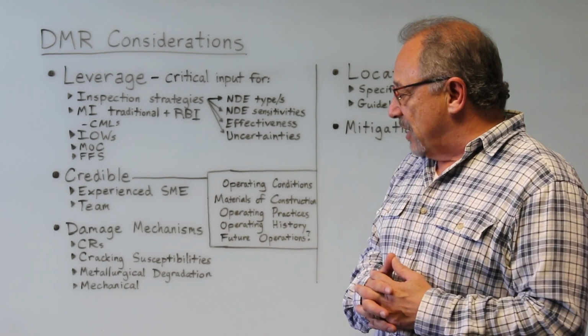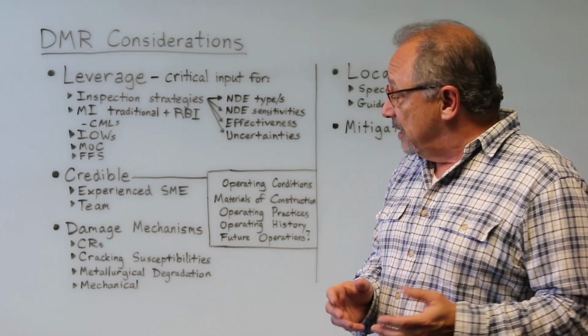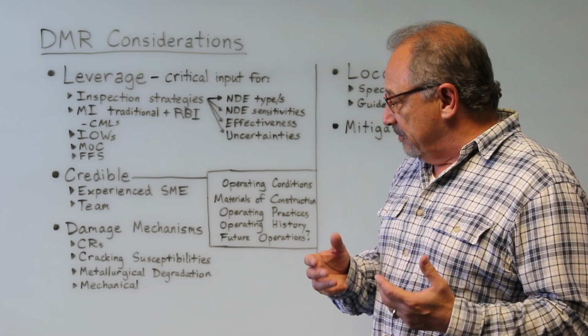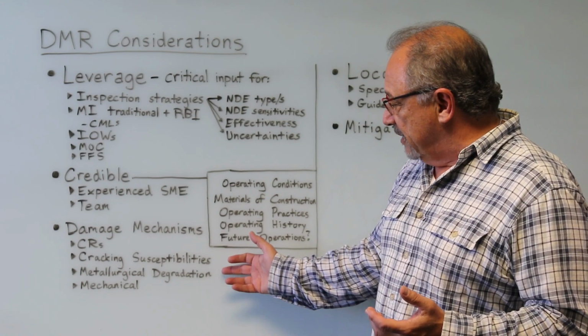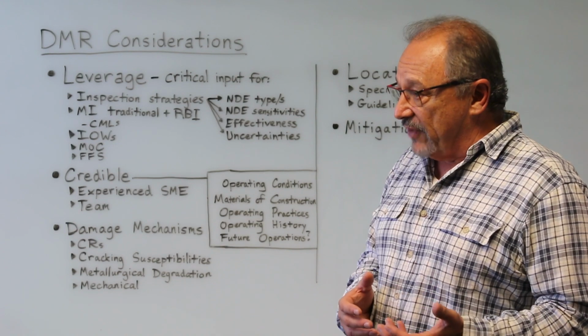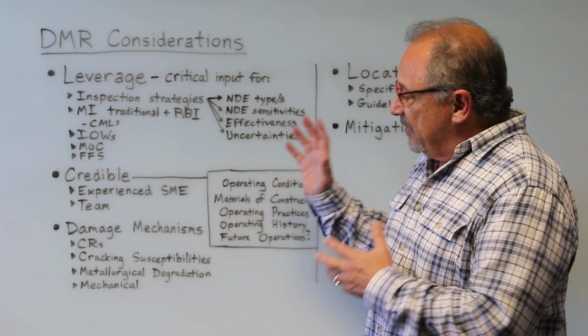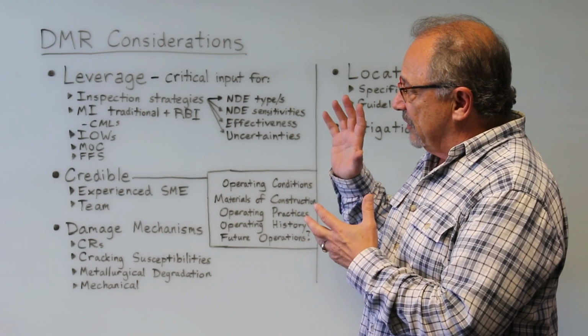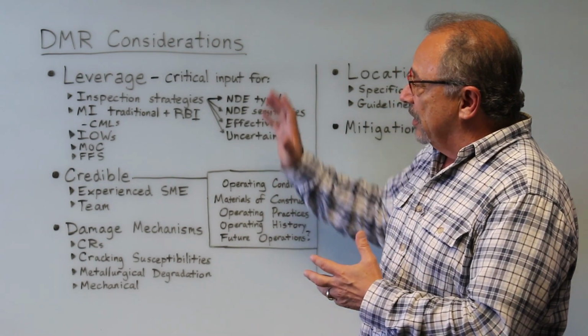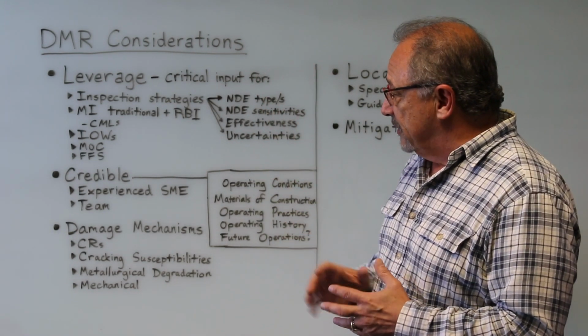There are also metallurgical damage mechanisms. Things like high temperature hydrogen attack, things like dealloying, liquid metal embrittlement, and so forth. And mechanical damage as well, things like fretting, things like erosion corrosion. These are all critical things to have a discussion about in your damage mechanism report.